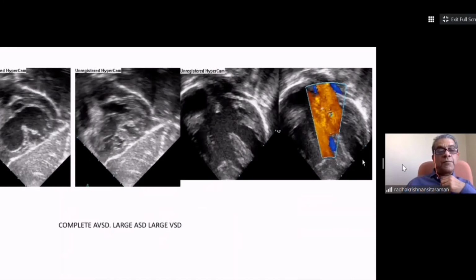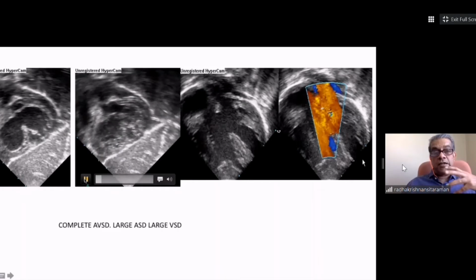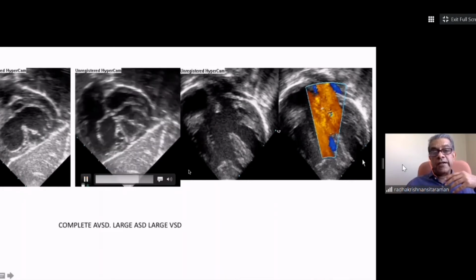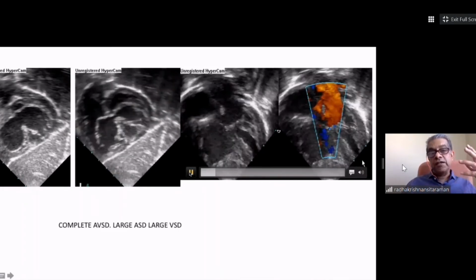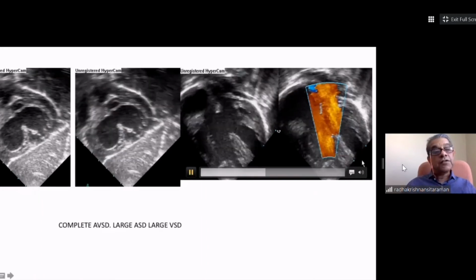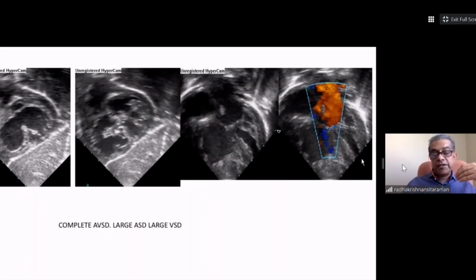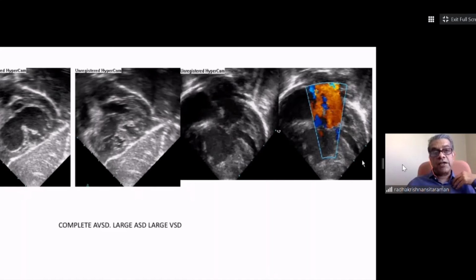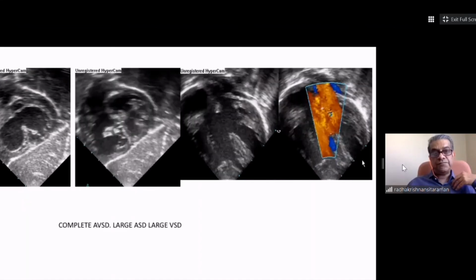Here is an example of a complete atrioventricular septal defect, where in the sagittal view, you see a complete common atrioventricular orifice. Here, you notice it in a moving picture, and in the right-hand corner, you notice that there is a very large ASD as well as a large VSD. So you can have these permutations and combinations with these types of atrial septal defect.